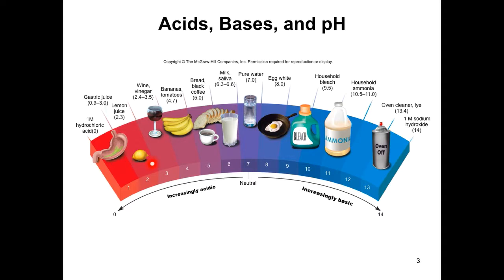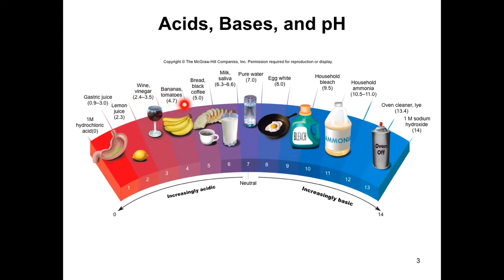Lemon juice is pretty acidic. It has a pH of around 2.3. Wine and vinegar are also both fairly acidic, with pHs of 2.4 to 3.5, so they're in a mid-range acidity.